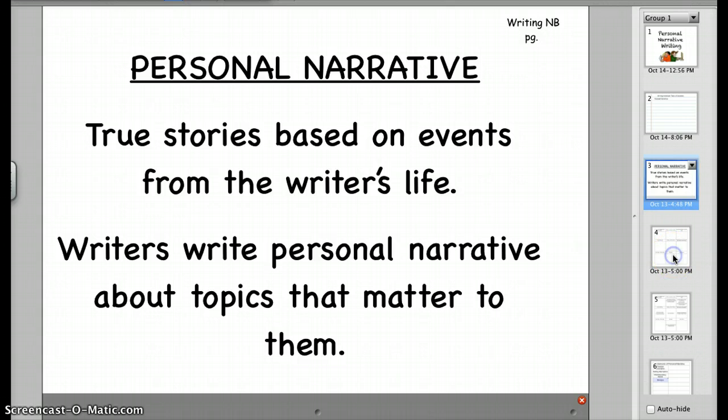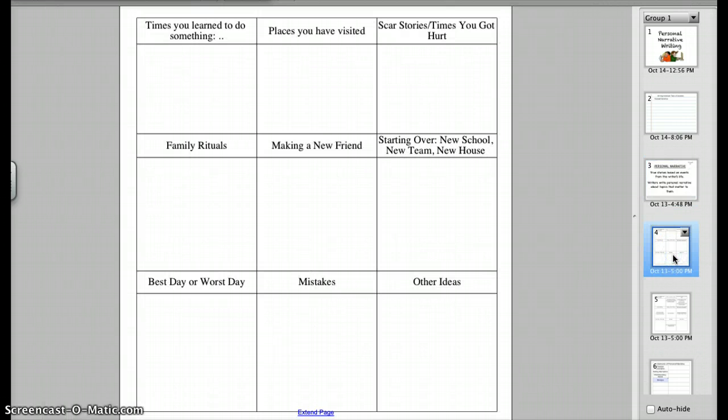So let's go to this chart. This is a chart that gives us a lot of ideas as to what we could write our personal narratives about. Kind of like the brainstorming stage. So we have times you learned to do something. Maybe you remember when you learned how to ride a bike. Maybe you learned to do a new move in gymnastics. Maybe you learned how to read something in a different way, use inflection in your voice. Maybe you learned how to swim. You hadn't known how to swim before.